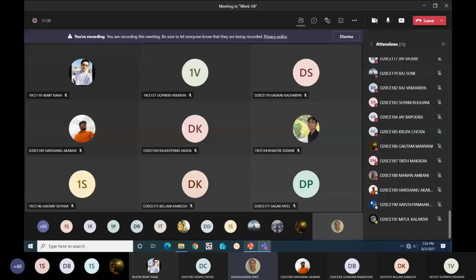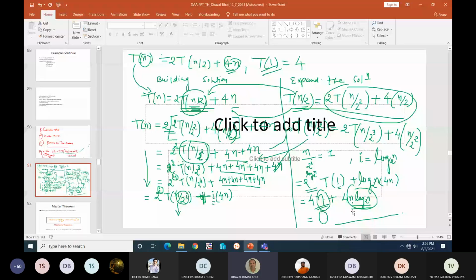Should I show you that? What I am asking is this: if you are having two terms, 4n plus 4n log n base 2, तो किसकी वैल्यू ज़्यादा होगी? n वाली टर्म की ज़्यादा होगी कि n log n base 2 की टर्म की वैल्यू ज़्यादा होगी? N log n, sir. N log n base 2. That's why the time complexity of this recursion equation will finally be n log n base 2.